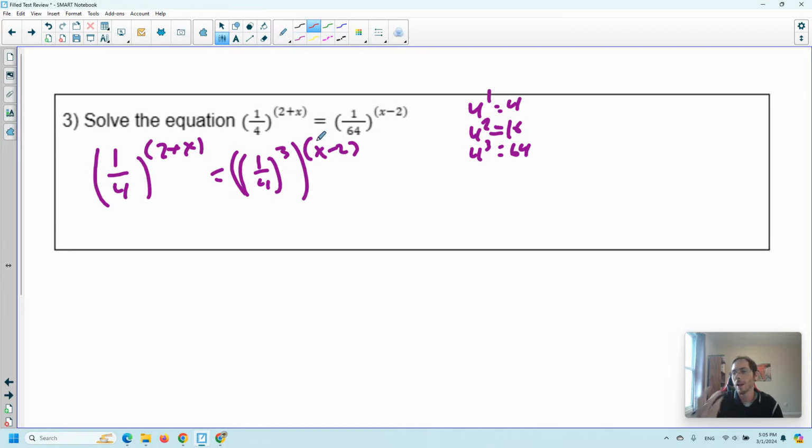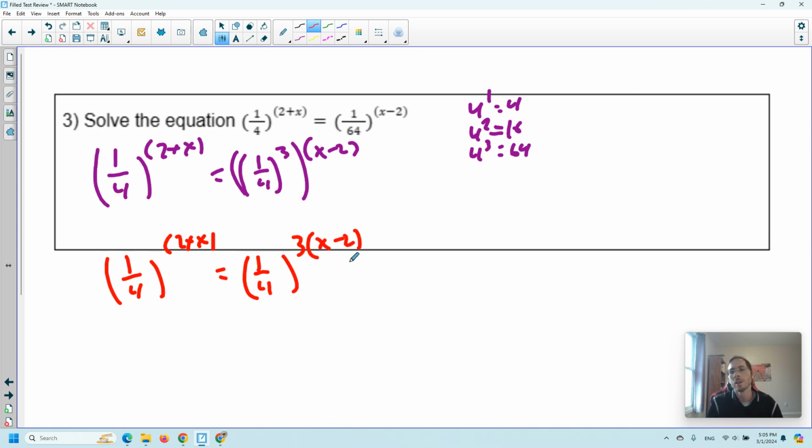Now, when we have a power to a power, we're allowed to multiply these together. So 1/4 to the 2 plus x equals 1/4 to the 3 times x minus 2. Now we're in the same situation we were in from the last question, where the two 1/4's are the same. Since those two 1/4's are the same, we can cancel them out. So that gives us 2 plus x, because that's what was over here, equal to 3 parentheses x minus 2.